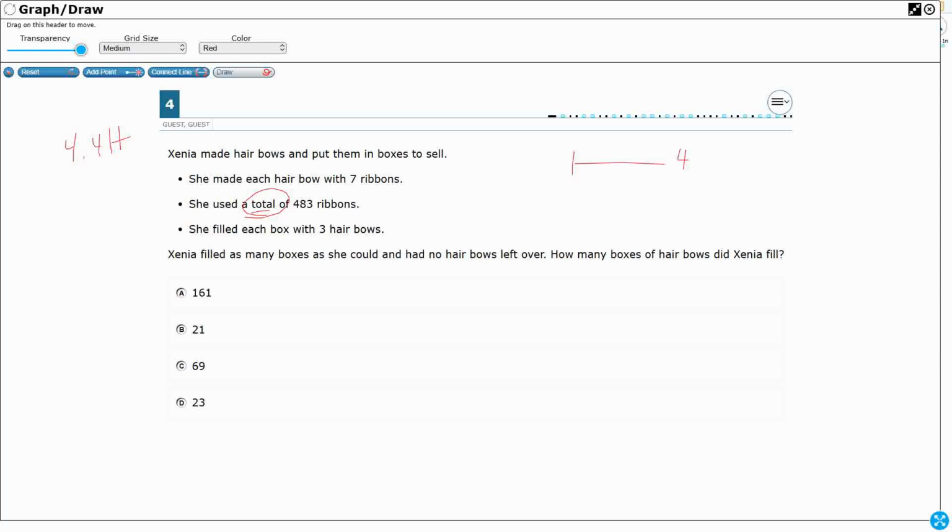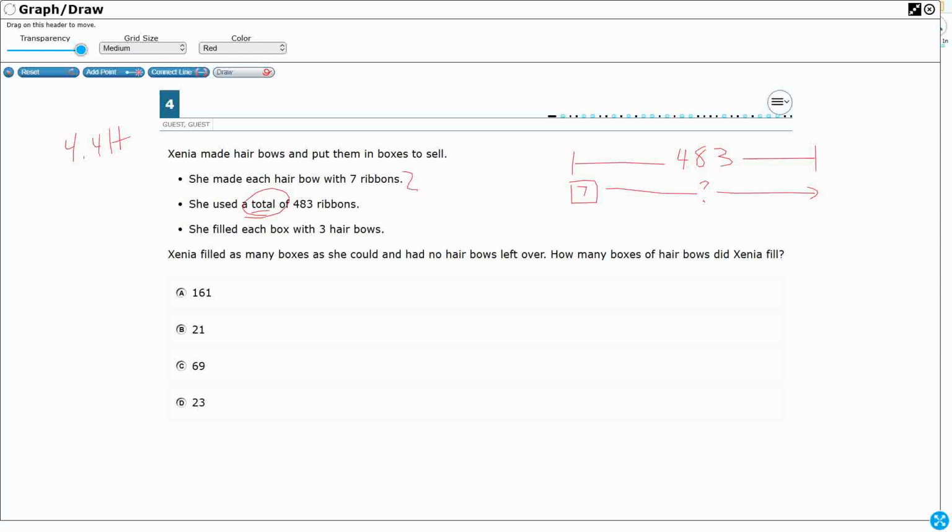I've got a total. When you see the word total, that means that's going to go on the top of your strip diagram. 483. Each hair bow had 7 ribbons, so we can represent it like this. I'm going to write the number 7, and I'm just going to draw it out like this with a question mark. Because I don't know how many groups of 7 I have. I know how many is in each group, but I don't know how many groups of 7 I have. So I can figure that out.